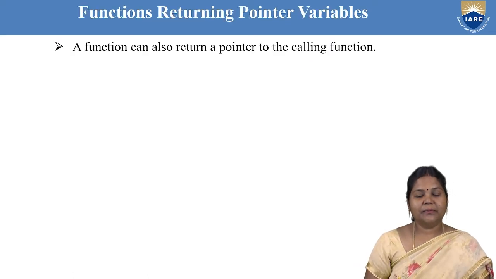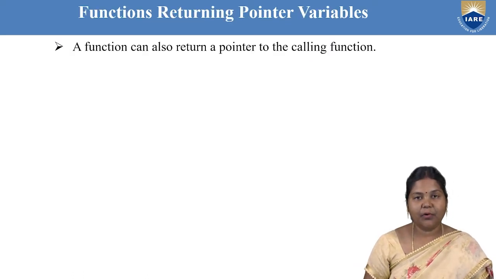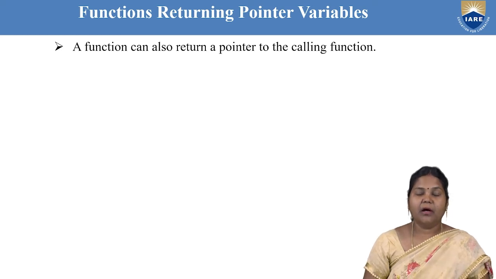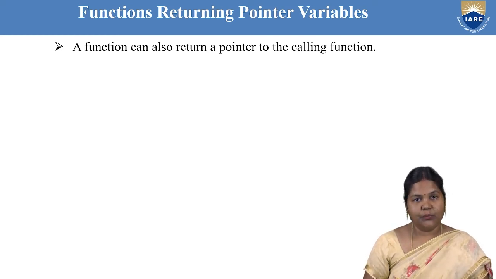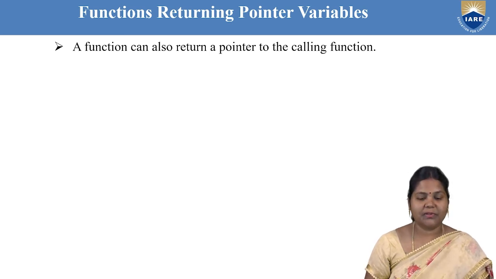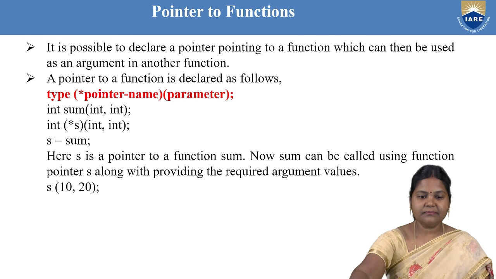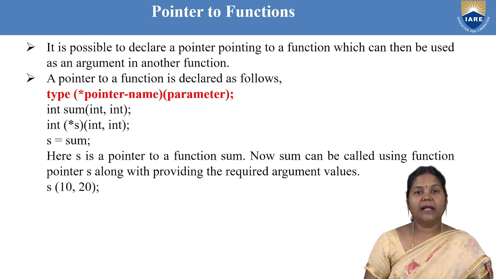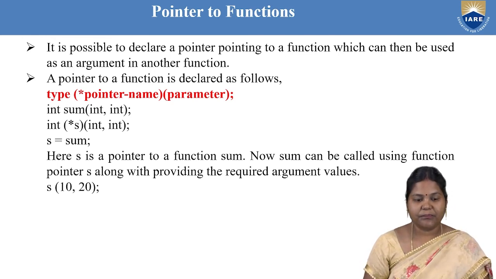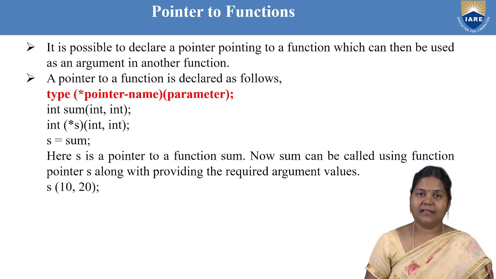Now the next concept is functions returning pointer variables. Normally a function can return any value, but if you want to return the address, it is also possible. So that concept is called a function can also return a pointer to the calling function. Similarly, we can write pointers to functions also. Now it is possible to declare a pointer to a function which can be used as an argument in another function also.